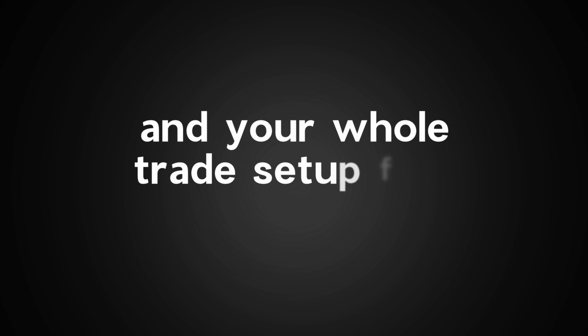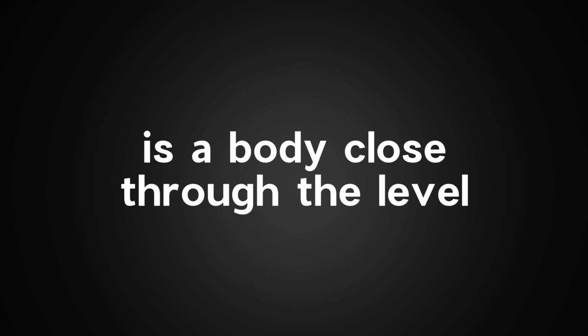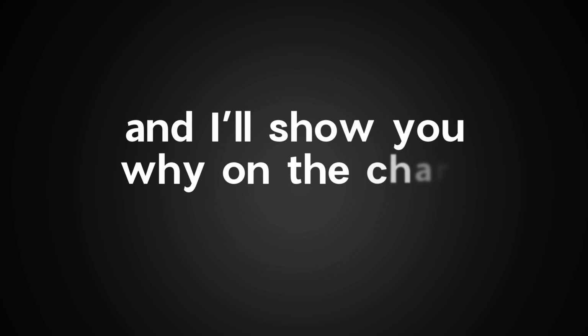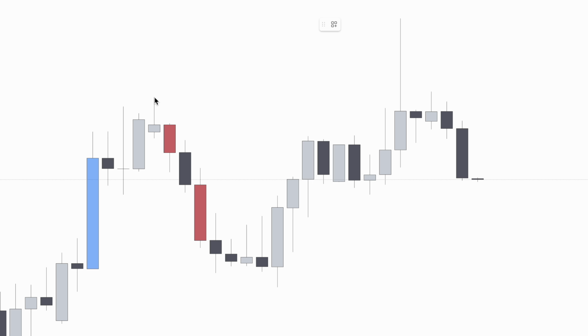One of the biggest mistakes I see smart money traders make, and I did this for years, is thinking a wick through a level means the structure is broken, but it's not. That wick traps you, price reverses, and your whole trade setup falls apart. What you actually need is a body close through the level, and I'll show you why on the chart right now. Look at this example.